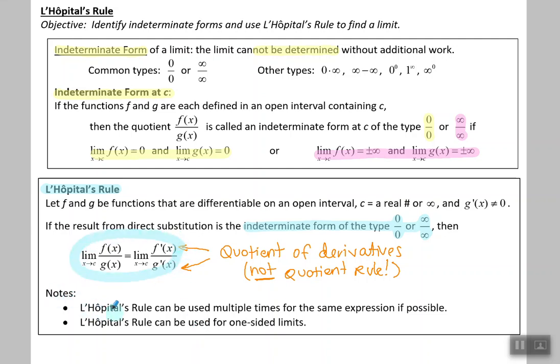Note that L'Hopital's rule can be used multiple times for the same expression if possible, meaning if we keep getting the indeterminate form of the type 0 over 0 or infinity over infinity. Also, L'Hopital's rule can be used for one-sided limits.